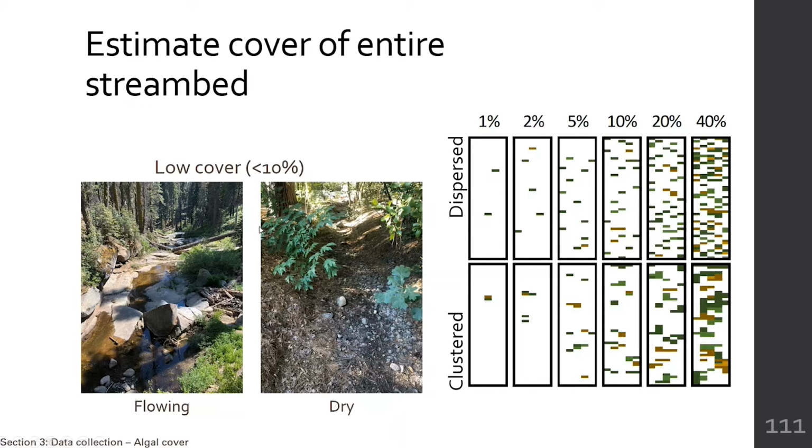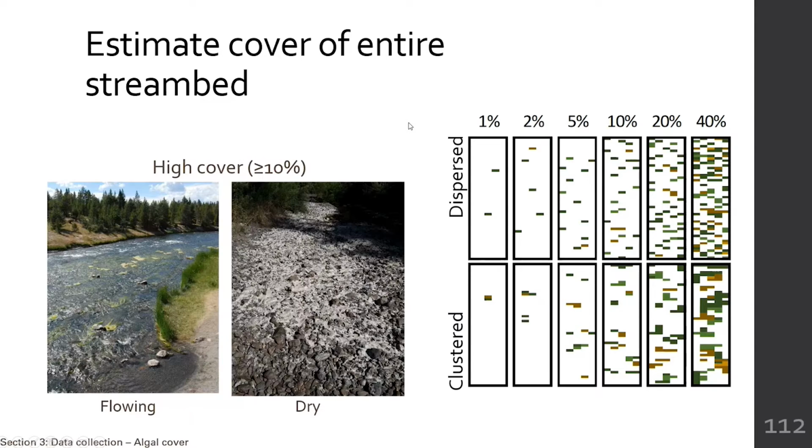So here we have what low cover looks like. It's probably zero cover on the right and close to zero on the left. And high cover on the left is what it looks like in flowing conditions. We have large Cladophora mats, and here's what a dried stream looks like on the right, and that's well over 10%, probably actually over 40 in both cases.